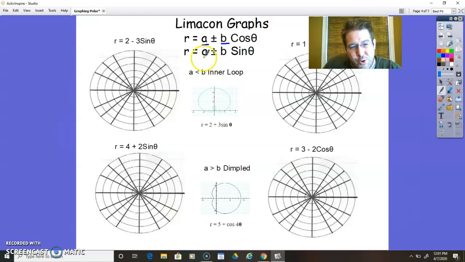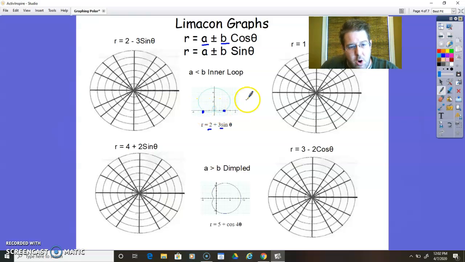So it's an inner loop when A is smaller than B. And it doesn't matter if it's plus or minus. It doesn't really matter what kind of equation it is. It's not both. It's not like square root. It's just one or the other in this case. So what if it's 2 plus 3? Well, 2 is less than 3. That's how I know it's going to have an inner loop. And the inner loop's always going to be the difference. How much less is A than B? So in this case, 2 is 1 less than 3, which is the reason why the loop is 1 big.